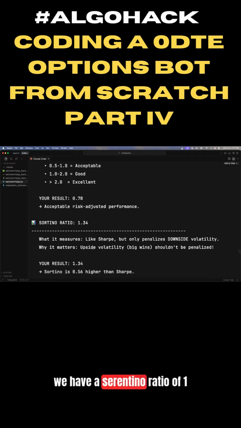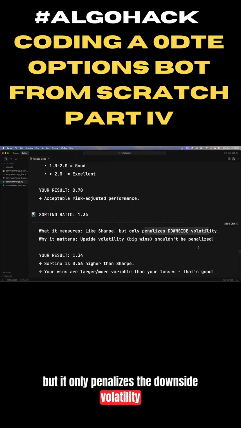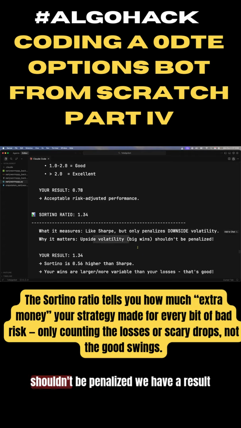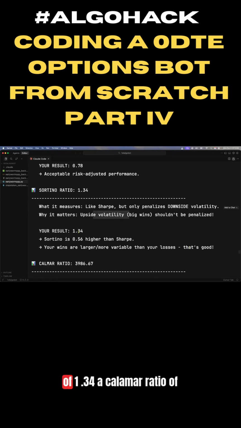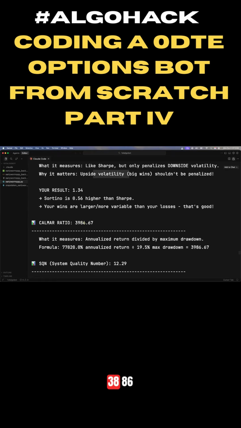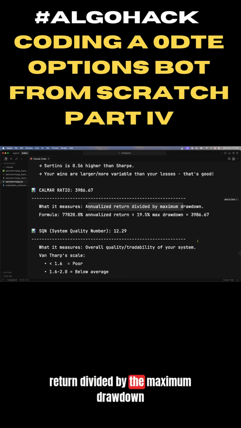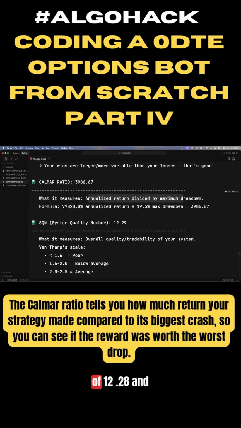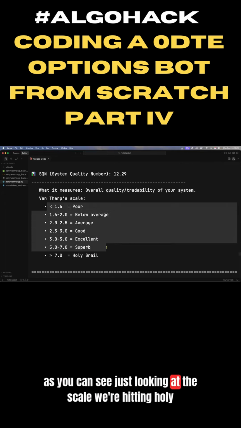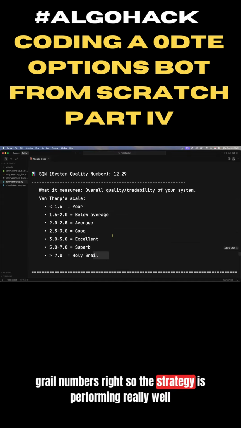We have a Sortino Ratio of 1.34. What it measures is like the Sharpe Ratio, but it only penalizes the downside volatility. Why this matters is because upside volatility shouldn't be penalized. We have a result of 1.34. A Calmar Ratio of 3886.67. What this measures is the annualized return divided by the maximum drawdown. We have a system quality number of 12.28, and as you can see, just looking at the scale, we're hitting holy grail numbers, right? So the strategy is performing really well.